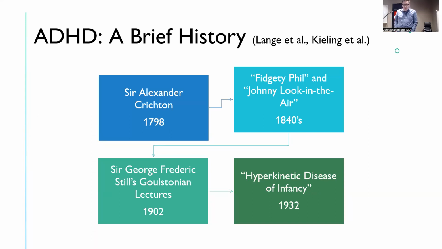Moving forward a little bit from there into the early 1900s, we've got Sir George Frederick Still. That name might be familiar to you all, especially anyone that rotated through, or anyone that has experience in pediatrics, because he was the one that characterized what we now refer to as Still's disease. He gave a series of lectures.